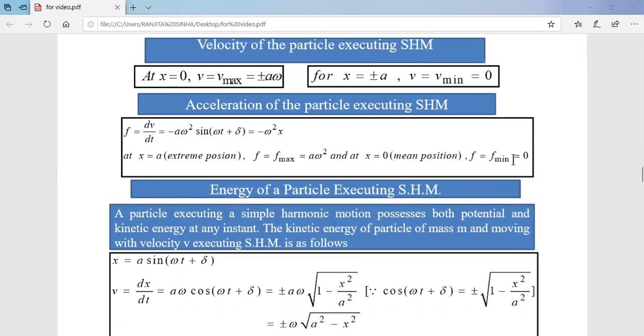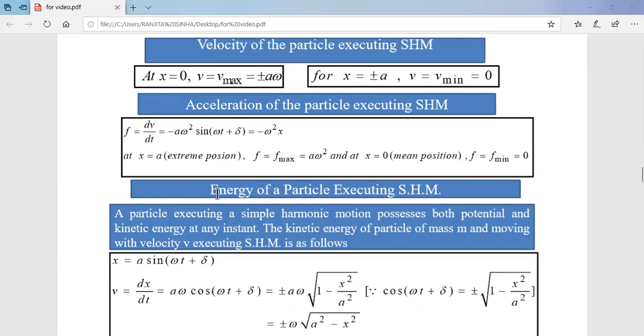Acceleration is 0, that is, acceleration is minimum. And if f equals f max, then it is omega square a. At x equal to a, f is f max. So acceleration is maximum at the extreme position, and acceleration is minimum, that is 0, at the mean position.